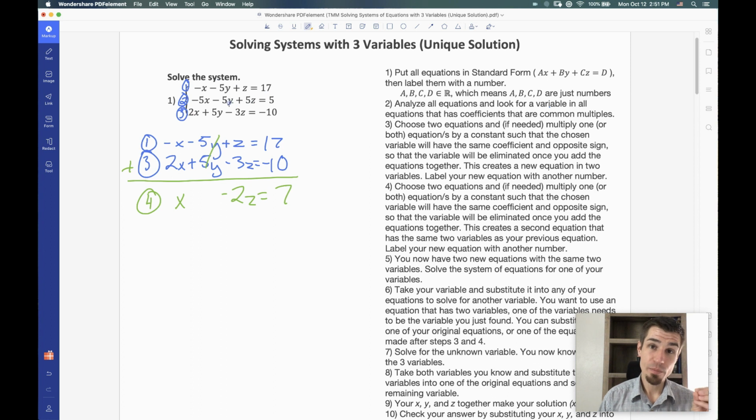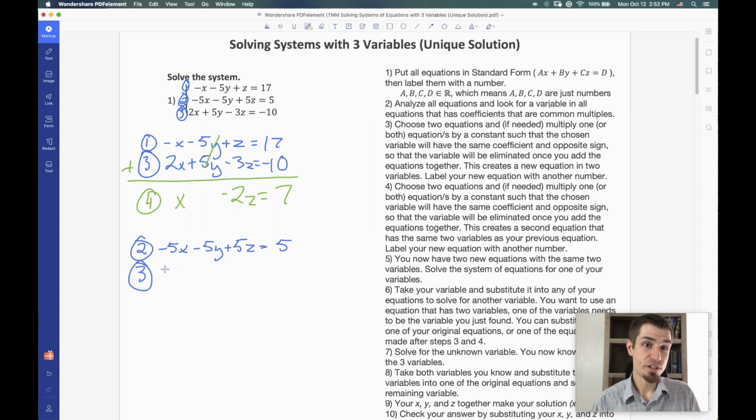So we go back up here. We need to choose 2 different ones. We can't choose 1 and 3 again. So if you take a look, I already talked about how you can choose 1 and 2, and that's fine. But if you take a look at 2 and 3, hey, you've already got the same coefficient opposite sign set up. You might as well choose 2 and 3, because you can just add those together. So let's rewrite it. Negative 5x minus 5y plus 5z equals 5 is equation 2. And then equation 3 is just 2x plus 5y minus 3z equals negative 10.